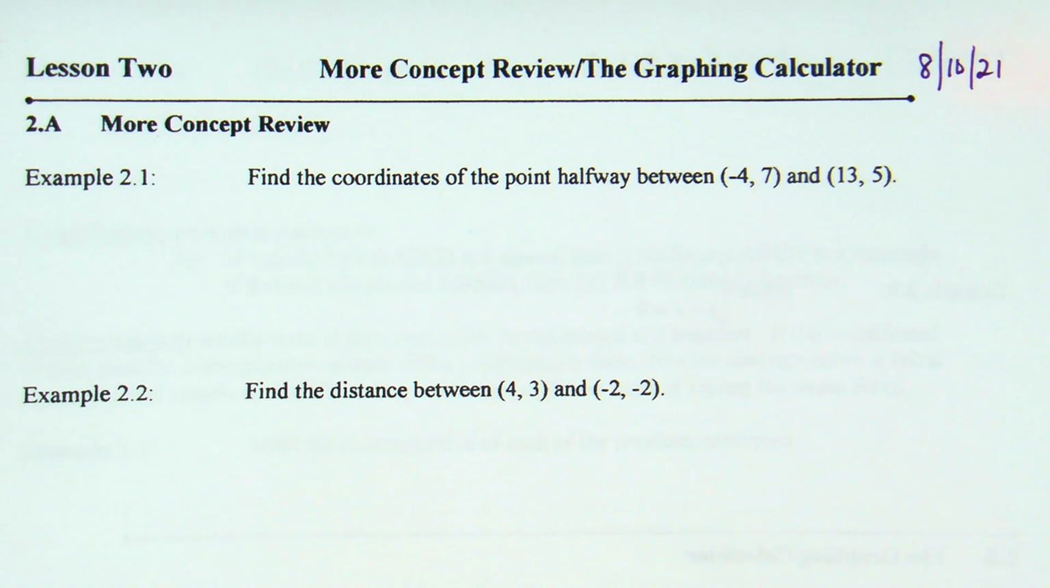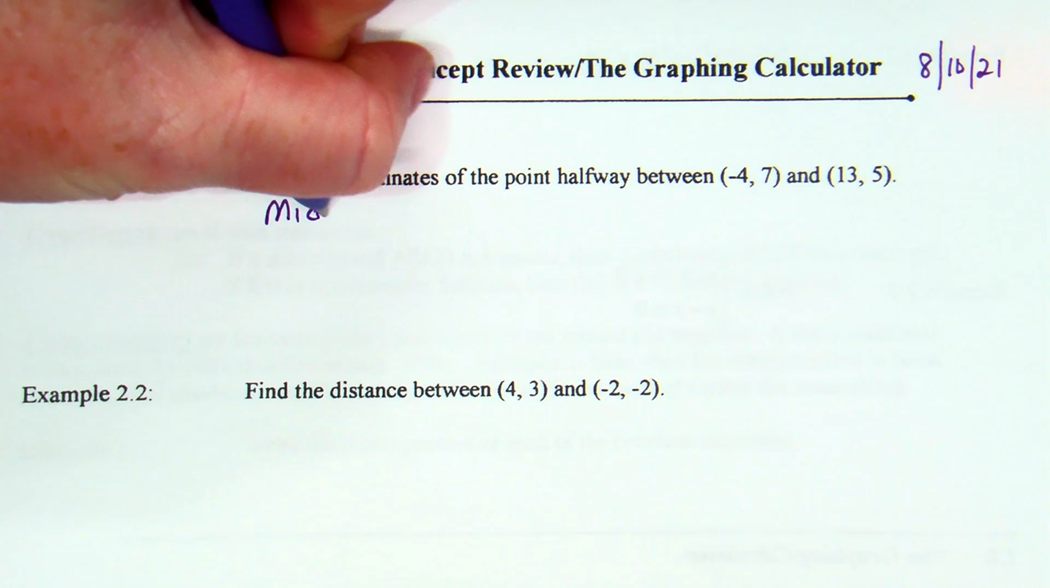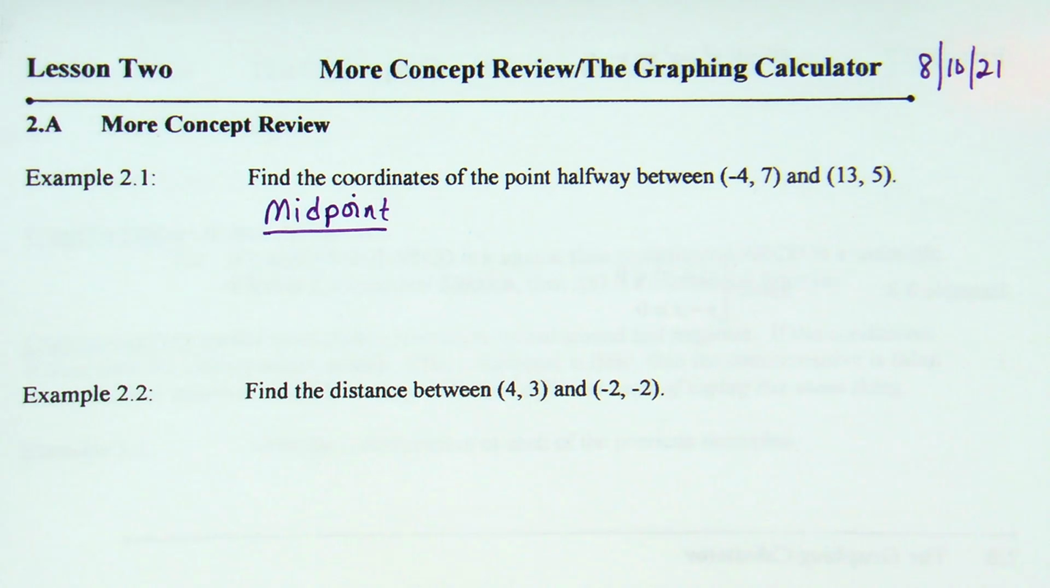Okay. Example 2-1, guys. Find the coordinates of the point halfway between -4, 7 and 13, 5. There's a formula for this. We're trying to find the point halfway between. We're trying to find the midpoint. Okay. We had a midpoint formula. Do you remember how to find the midpoint?